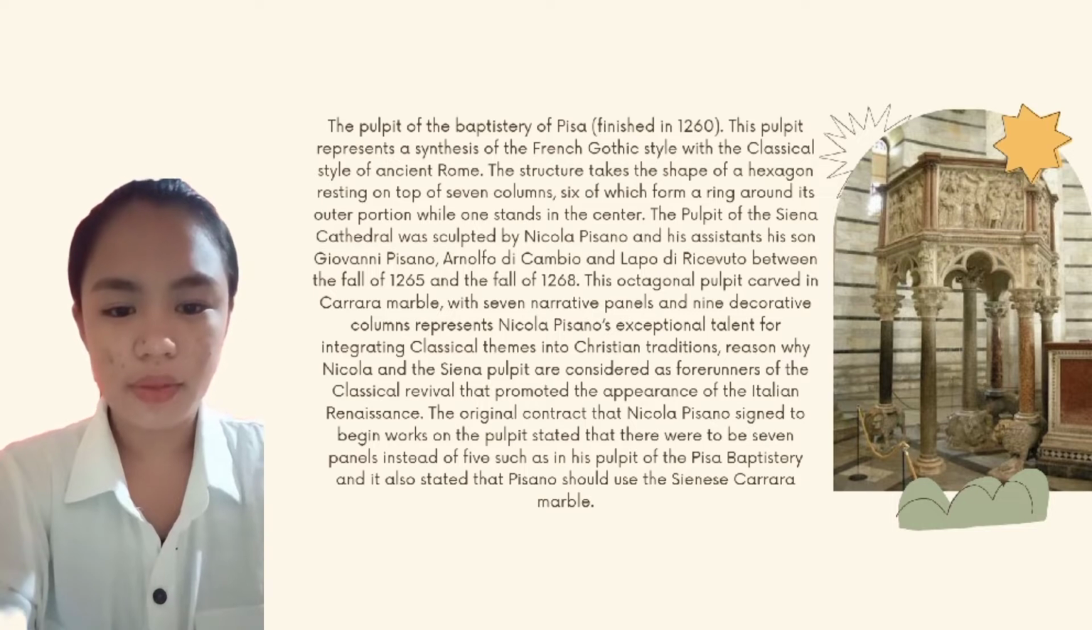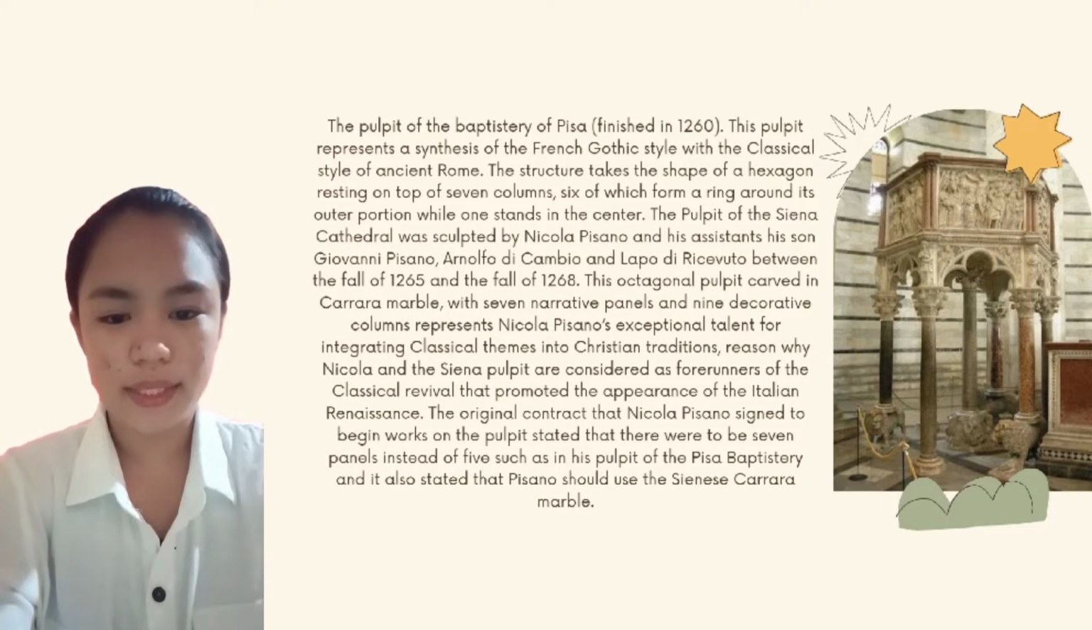The pulpit of the Siena Cathedral was sculpted by Nicola Pisano and his assistants, his son Giovanni Pisano, Arnolfo di Cambio, and Lapo di Ricevuto, between the fall of 1265 and the fall of 1268. This octagonal pulpit, carved in Carrara marble, with 7 narrative panels and 9 decorative columns, represents Nicola Pisano's exceptional talent for integrating classical themes into Christian traditions, which is why Nicola and the Siena pulpit are considered forerunners of the classical revival that promoted the appearance of the Italian Renaissance.